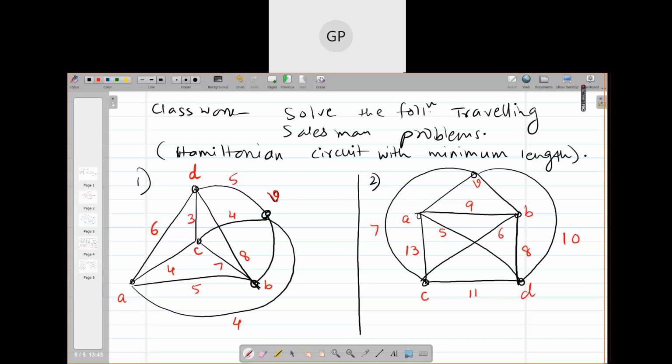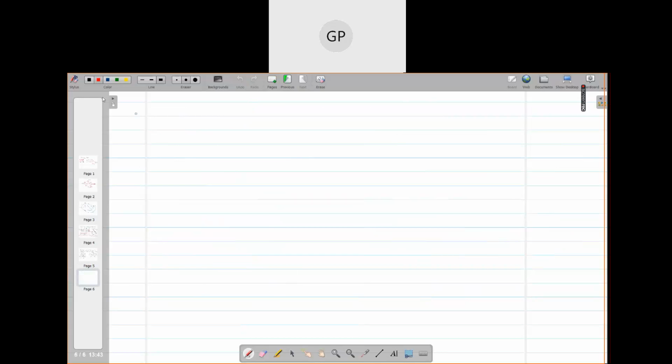Girls, have you finished drawing the graphs? Yes, ma'am. Classwork or homework, what does that mean? You have to complete it anyhow.